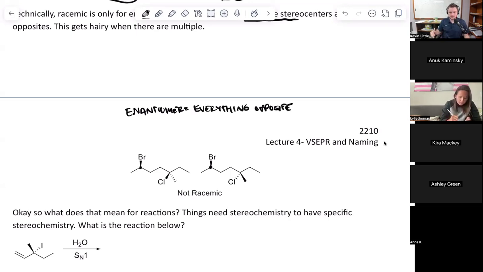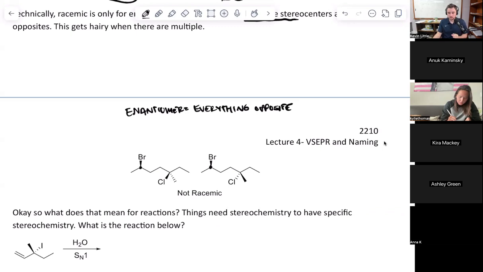Where diastereomer is like a disaster. It means that things are different, but they're not necessarily all different, right? So the bromines are the same stereocenter, but the chlorines are on different stereocenters. So this isn't an enantiomer, so it cannot be racemic. This is just a mess. It's a disaster. It's a diastereomer.